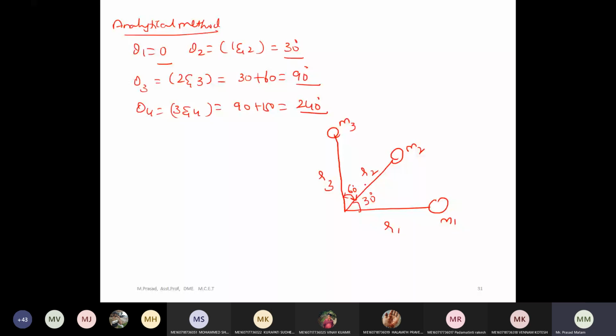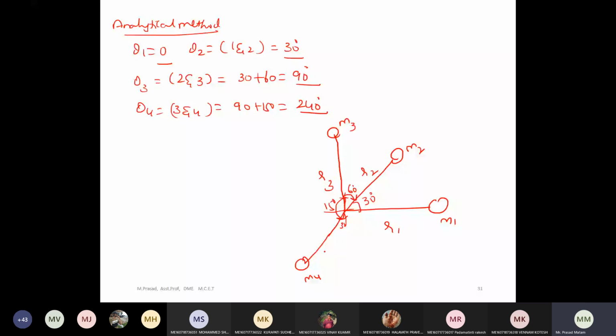Third mass completed. Now fourth mass, 240 degrees. Where will the 240 come? 180 and 270. Means from here 30 degrees inside. 270 minus 30, 240 comes here. Now this angle is 30 degrees. Between these two, how much is it? 150 degrees. Means 30 plus 60 plus 150. Total angle is 240 degrees. This is the mass M4 at radius R4.